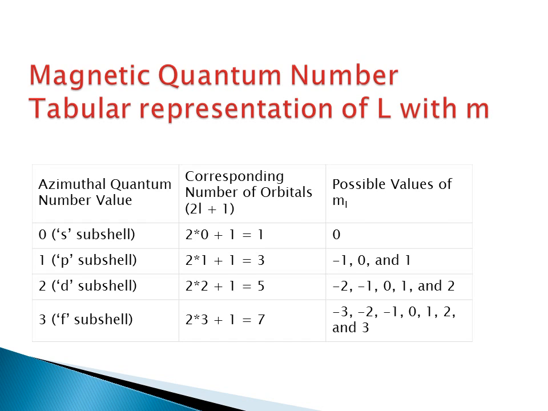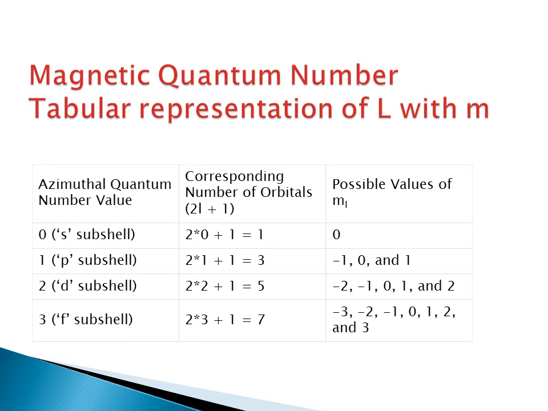Here I have given you the table-wise representation of the azimuthal quantum number and the magnetic quantum number. For the first subshell, it is denoted by l = 0, and the number of orbitals is 2l + 1. Therefore, put l = 0 as stated in column 2 of the table: 2 × 0 + 1 = 1. Therefore, the possible value of m is 0.